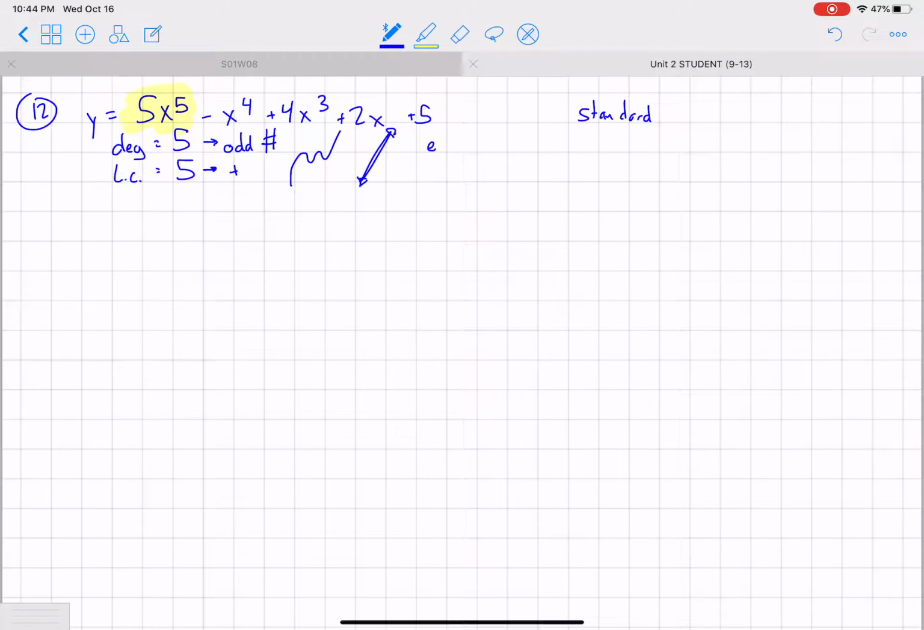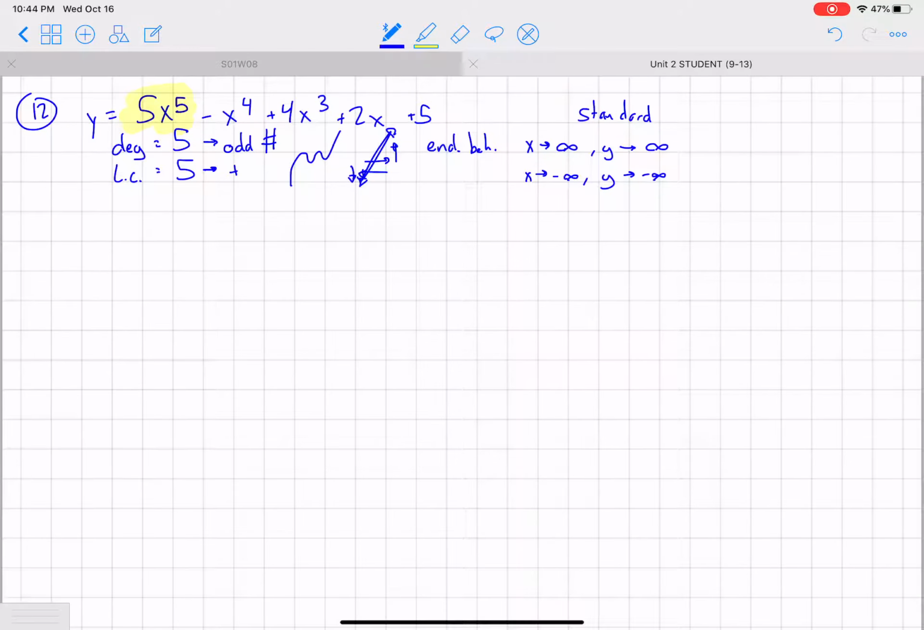So when we do end behavior, as x goes to infinity, which is to the right, y will go up. So that's also positive infinity. As x goes to negative infinity, as we go to the left, y is going to go down. So y also goes to negative infinity.